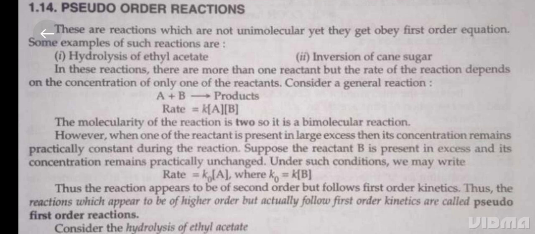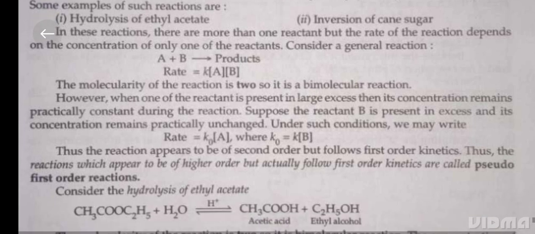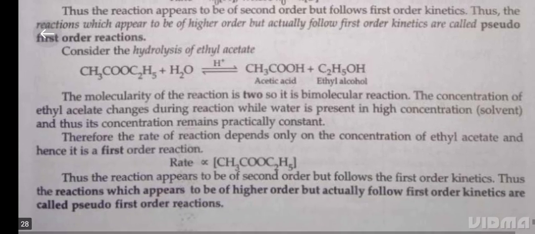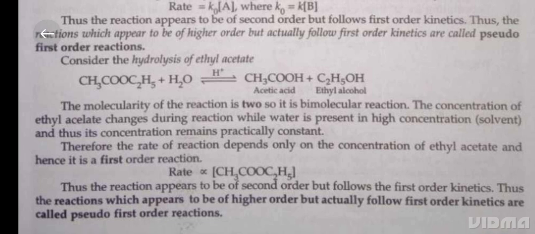Thus, the reactions which appear to be of higher order but actually follow first order kinetics are called pseudo first order reactions. Consider the hydrolysis of ethyl acetate. The molecularity of the reaction is 2, so it is a bimolecular reaction. The concentration of ethyl acetate changes during the reaction, while water is present in high concentration, and thus its concentration remains practically constant. Therefore, the rate of reaction depends only on the concentration of ethyl acetate, and hence it is a first order reaction. Rate is directly proportional to CH3COOC2H5. Thus, the reaction appears to be of second order but follows first order kinetics. Thus, the reactions which appear to be of higher orders but actually follow first order kinetics are called pseudo first order reactions.